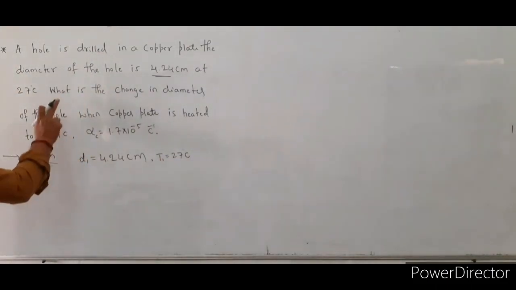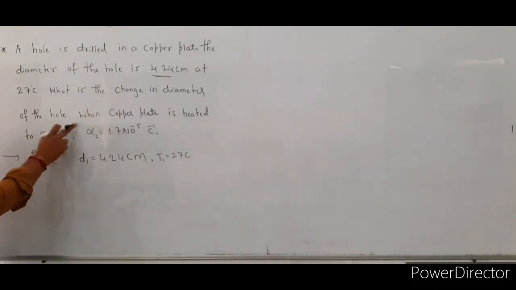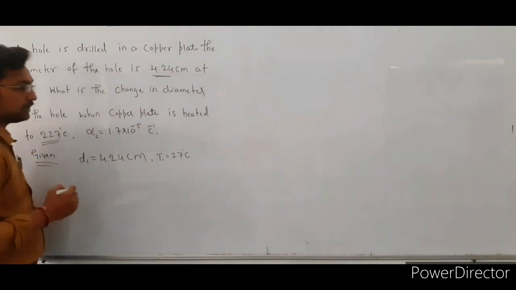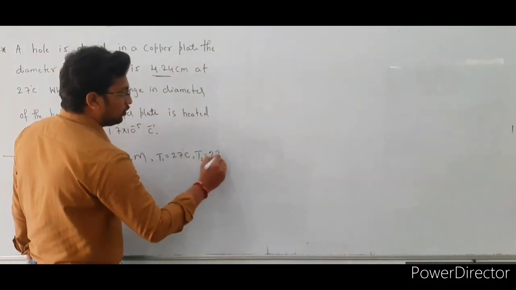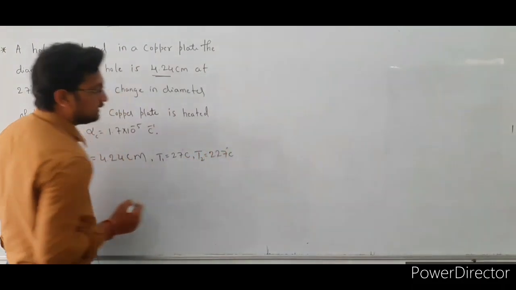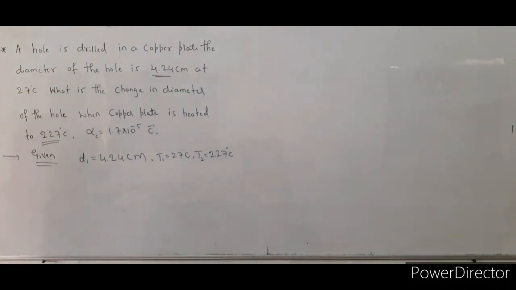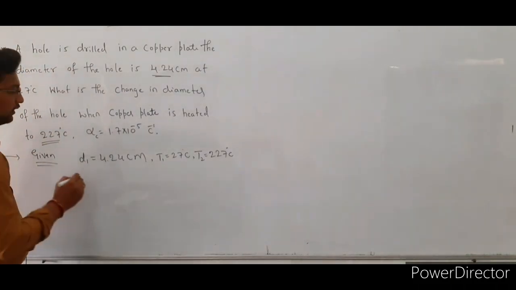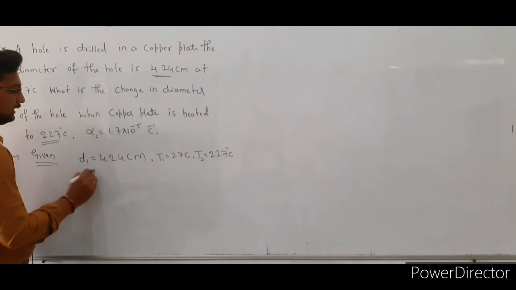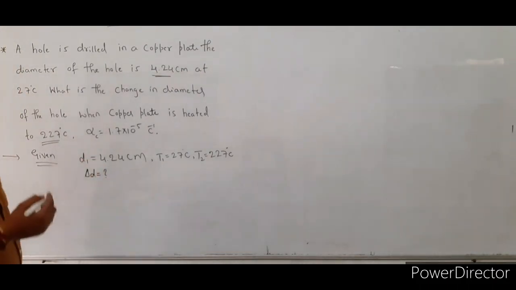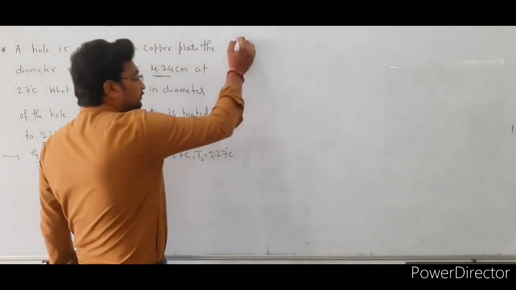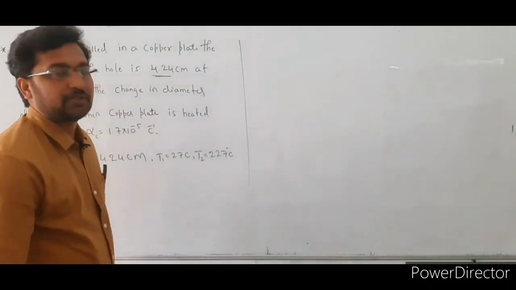Here we are going to find out what is the change in diameter of the hole when the copper plate is heated to 227 degrees Celsius. So that means T2 is equal to 227 degrees Celsius. Here we are going to find out the change in diameter. Change in diameter is equal to question mark, right? So this problem is based on the linear expansion, right?